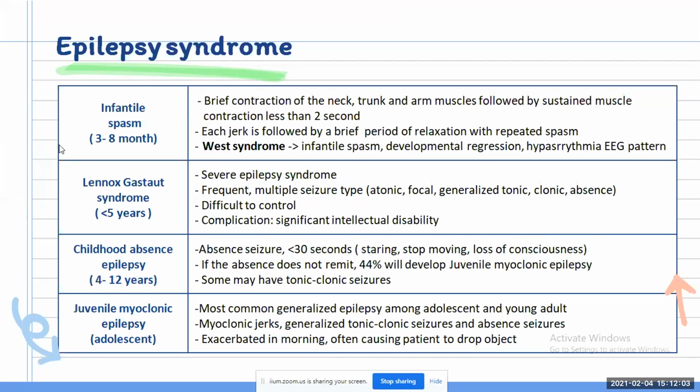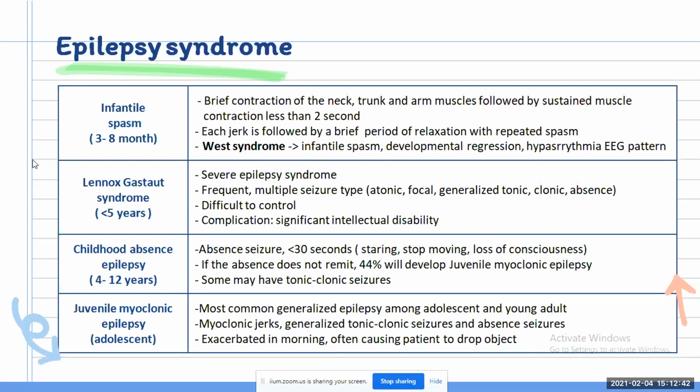The next one is Lennox-Gastaut syndrome. It is a severe epilepsy syndrome characterized by frequent multiple seizure types like atonic, focal, generalized tonic, clonic, or absence. This Lennox-Gastaut syndrome is difficult to control and can cause significant intellectual disability. For childhood absence epilepsy, as the name suggests, it is characterized by absence seizures that last less than 30 seconds. The patient can have staring and loss of consciousness.